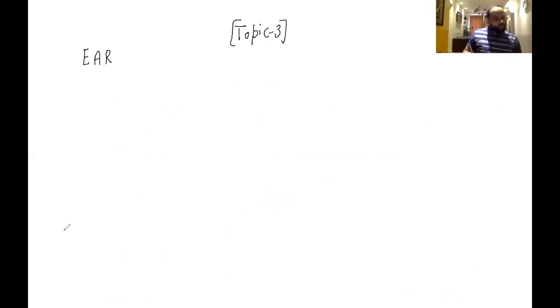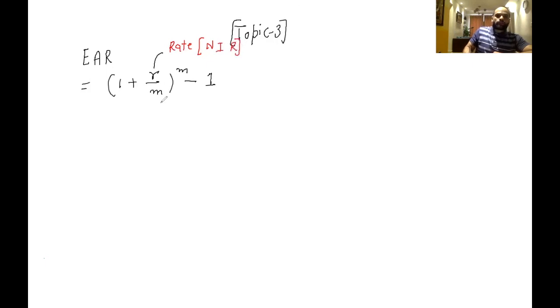Okay, so the formula is EAR equals (1 plus R divided by M) to the power M, minus 1. All right. Now, R, you know that. R is a rate, or nominal interest rate, same thing, which is given in your questions, right?